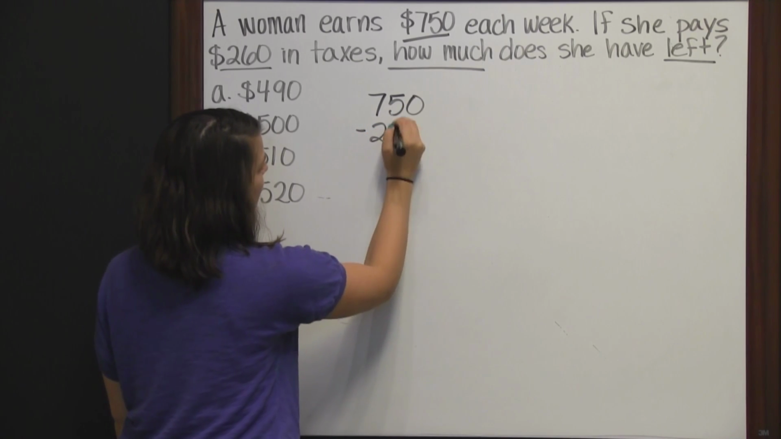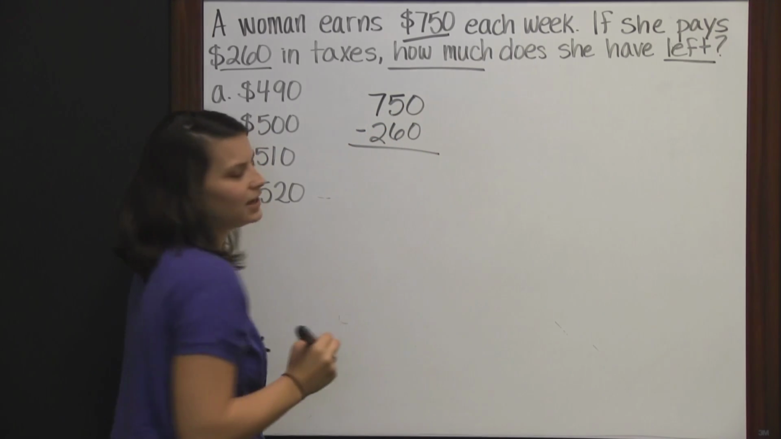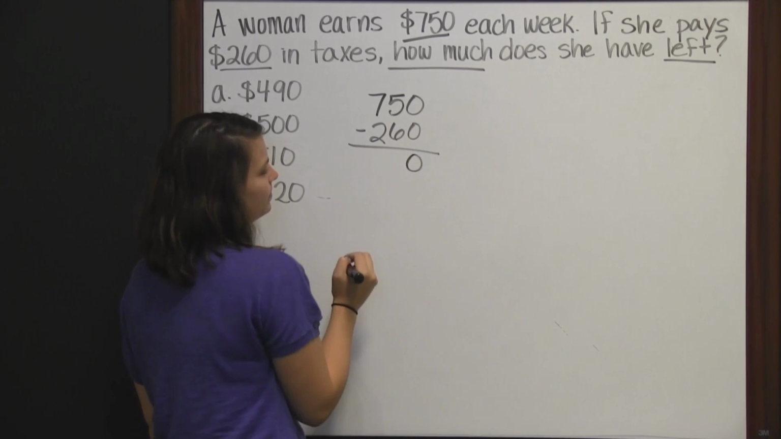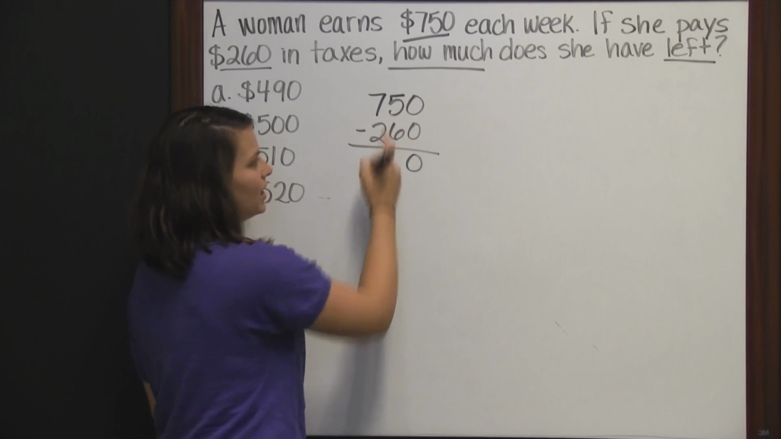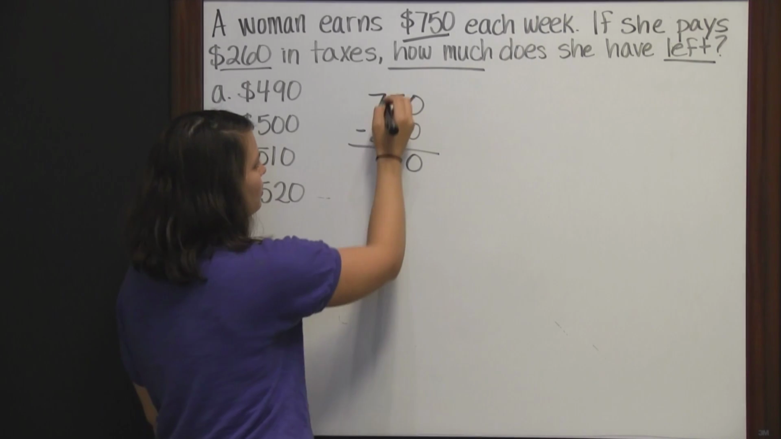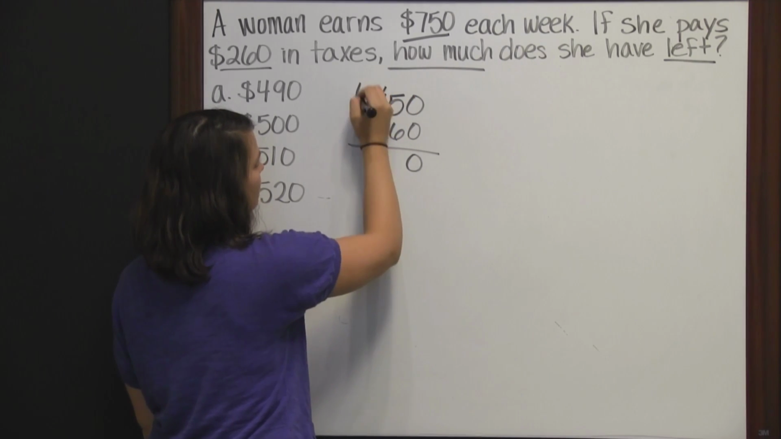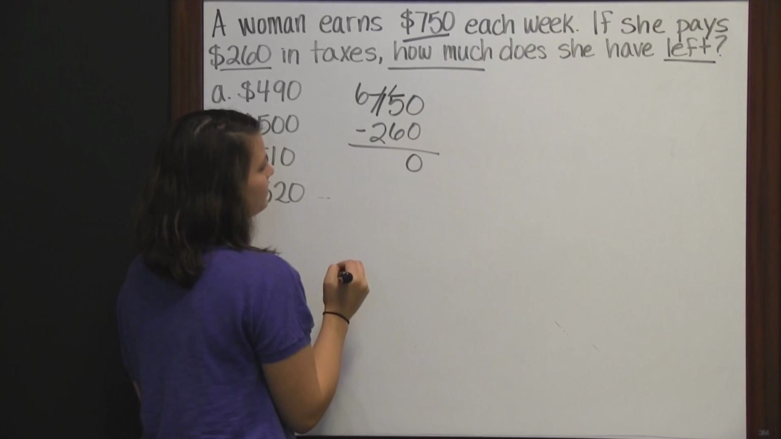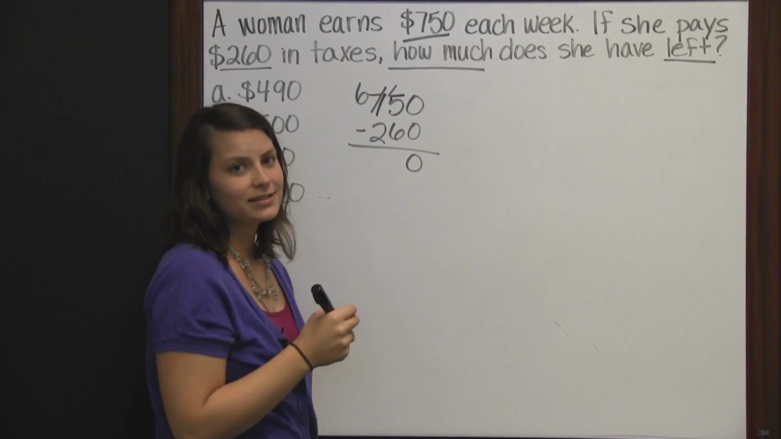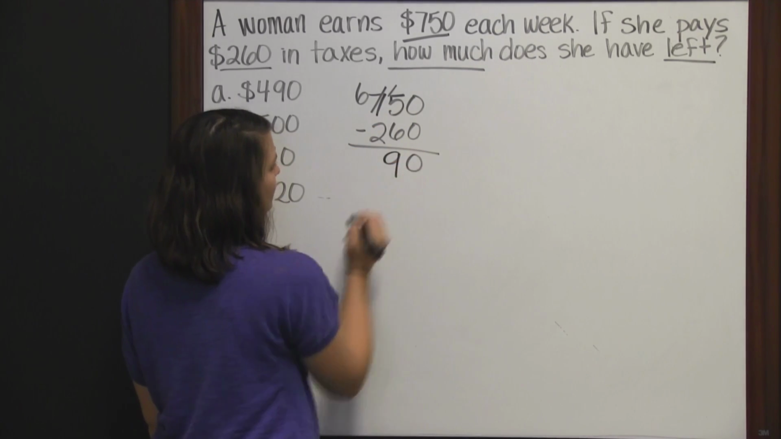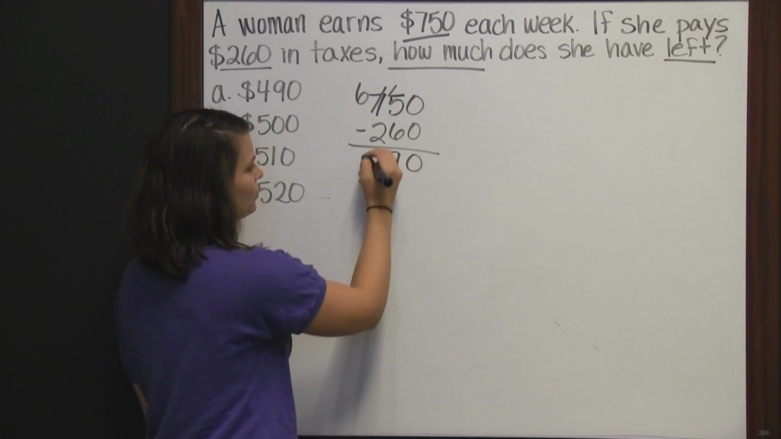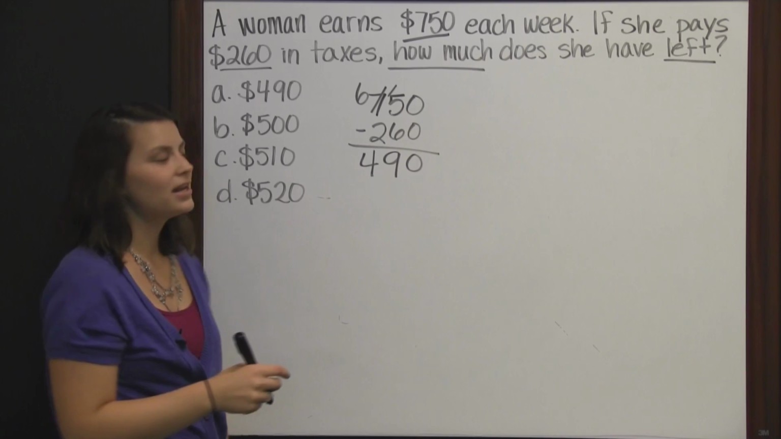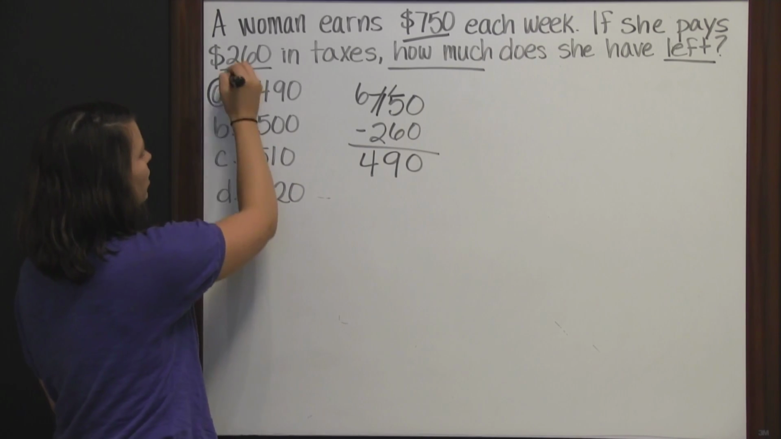750 minus 260. 0 minus 0 is 0. We cannot take 6 from 5, so we need to borrow from the 7. It becomes a 6, and then we have 15 here. 15 minus 6 is 9, and 6 minus 2 is 4. So that means after the taxes are taken out, she's left with $490.